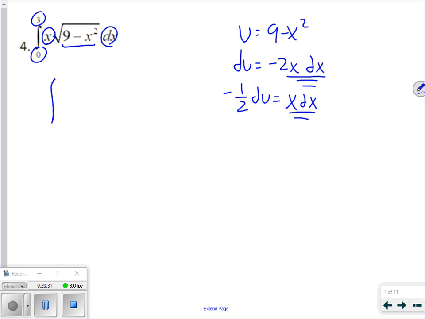So what I'm left with is the integral from 0 to 3. I'm going to bring the negative 1/2 out. These things I have circled here become du, and I'm left with the square root of u to the du power. Just brought the negative 1/2 out, left du on the inside, and I got the square root of u. Everything's in terms of u.